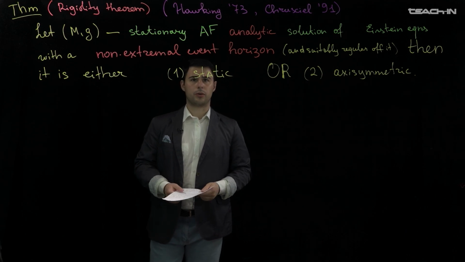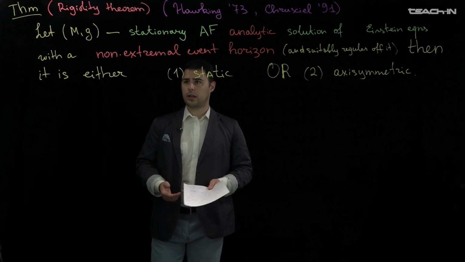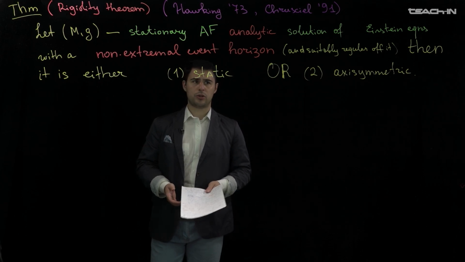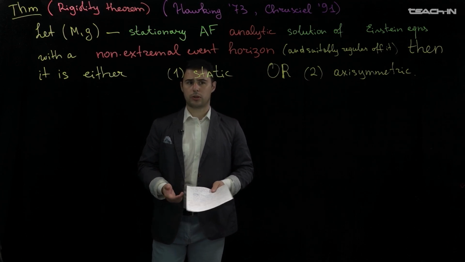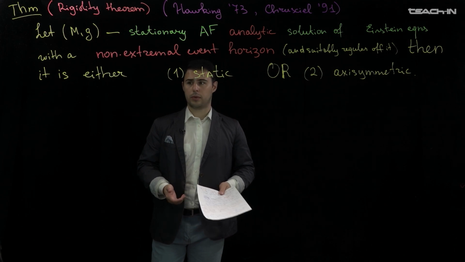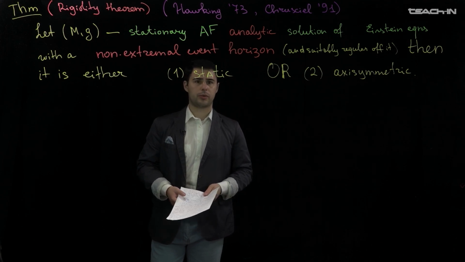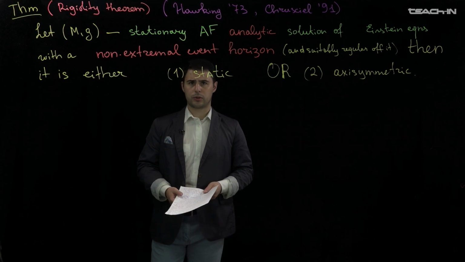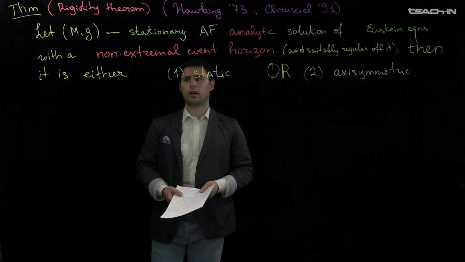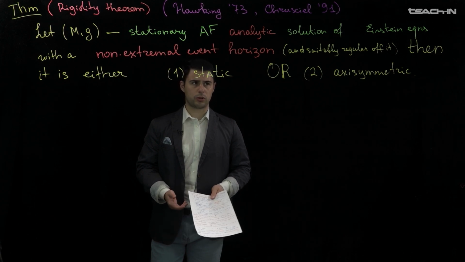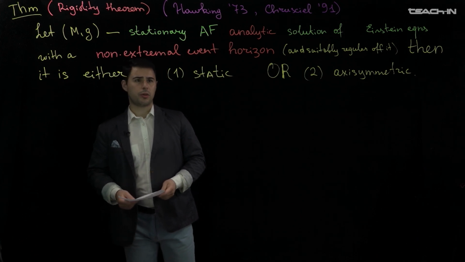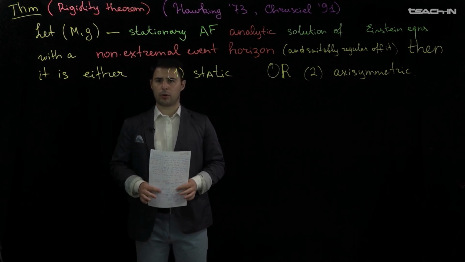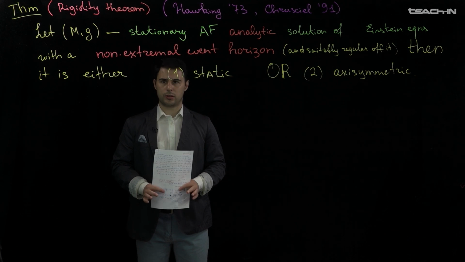Okay. So we summarize our result in the following theorem. Let our spacetime be a stationary asymptotically flat analytic solution of Einstein equations with a non-extremal event horizon. Then it is either static or axisymmetric. This theorem was proved in a weaker form by Hawking and was later refined and strengthened by Chruściel in 1991. So this theorem necessarily has a number of very big and very deep nuances.